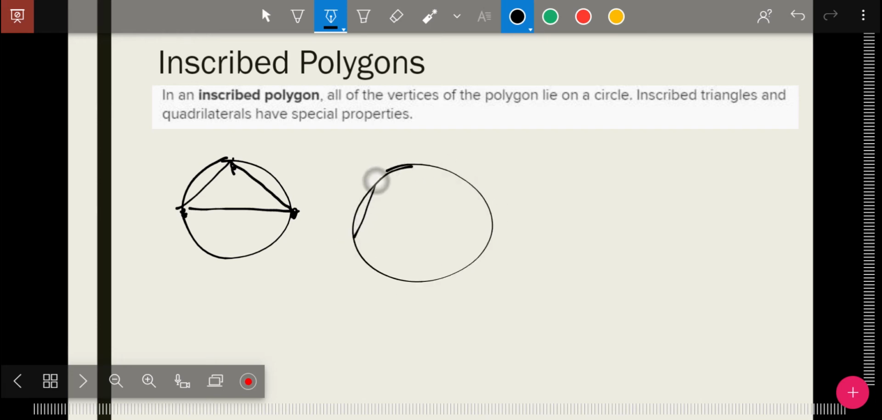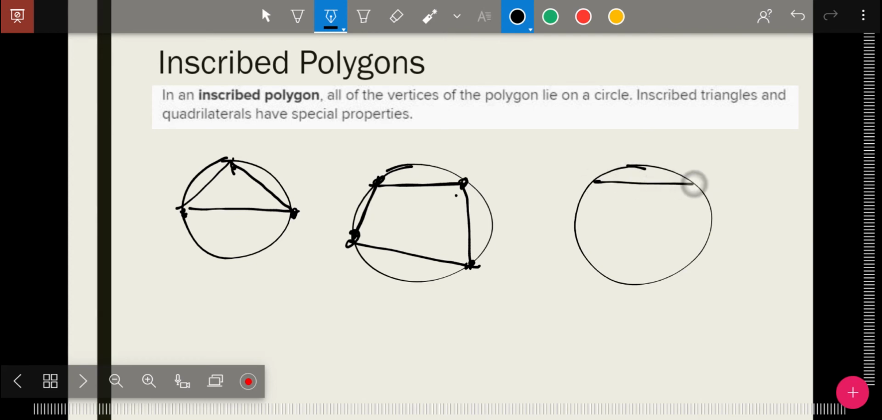Or if I have something with 4 sides, that's an inscribed quadrilateral, right? It's got 4 sides. Or if I have something with 6 sides, that would be an inscribed hexagon. Right? So inscribed just means that it's inside and part of, or the vertices are on, the circle.